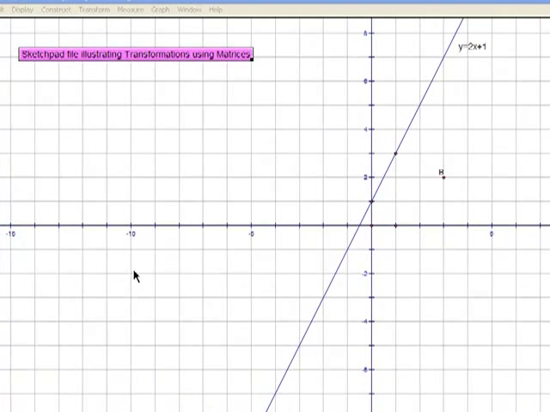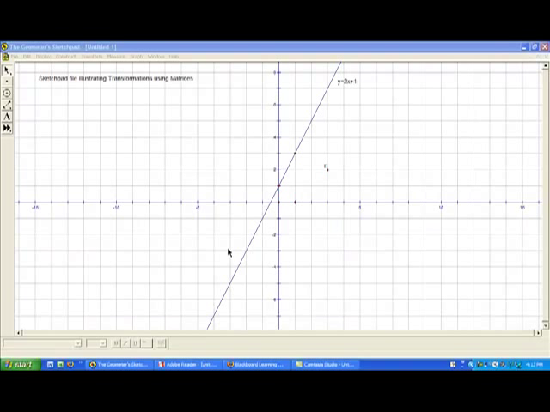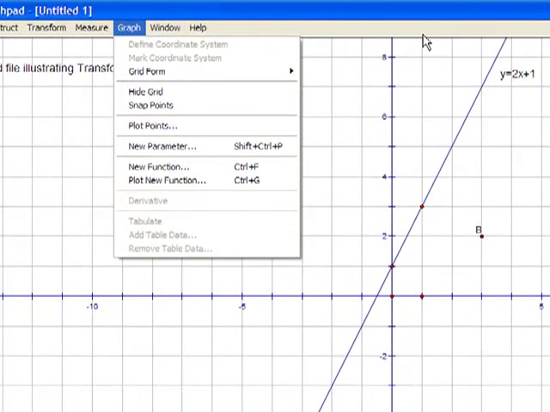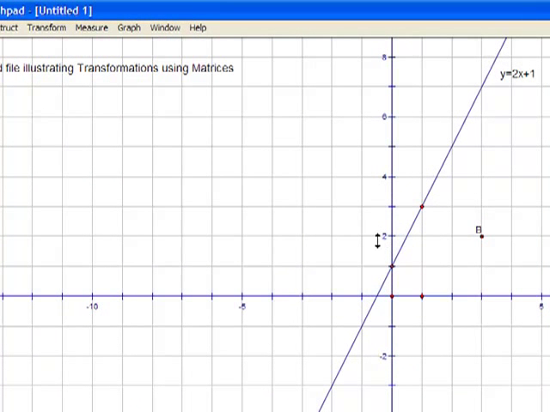Today I am making a Sketchpad file that illustrates transformations using matrices. Okay, so what I did here was I turned on my coordinate system by going to Graph, Show Grid. I already did that. Okay, next I plotted some points.